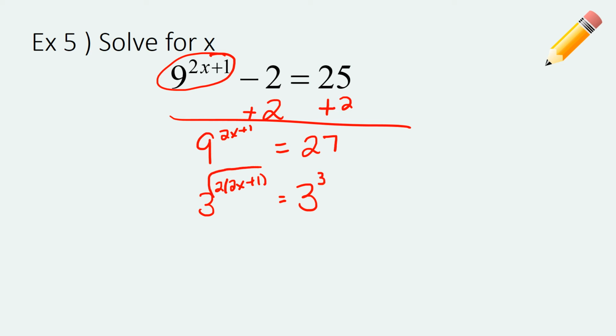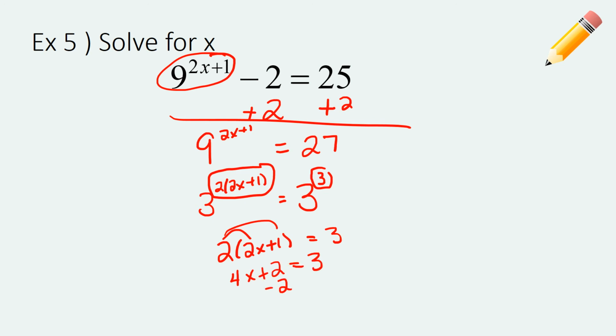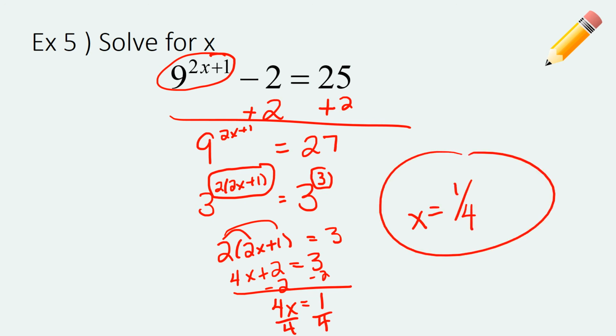So now I can set this equal to 3. So I have 2 times 2x plus 1 in parentheses is equal to 3. So 2 times 2x is 4x. 2 times 1 is plus 2 equal to 3. Subtract 2 from both sides. You get 4x is equal to 1. And then divide by 4 on both sides, leaving you with x is equal to 1/4.